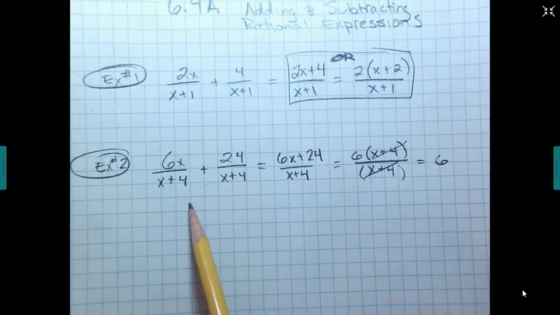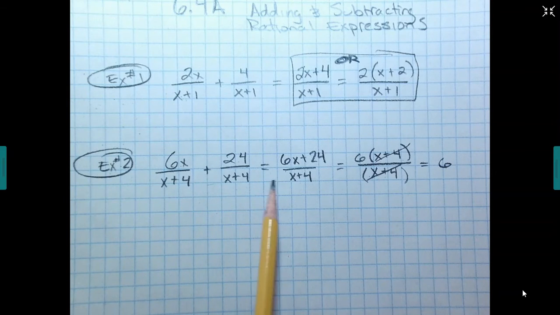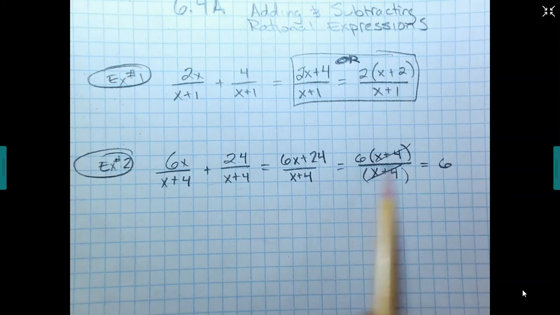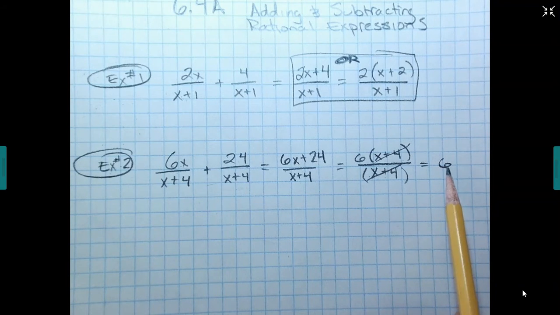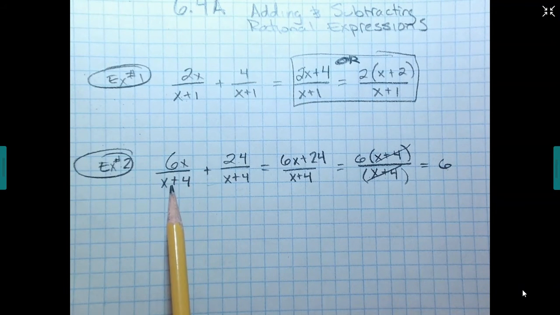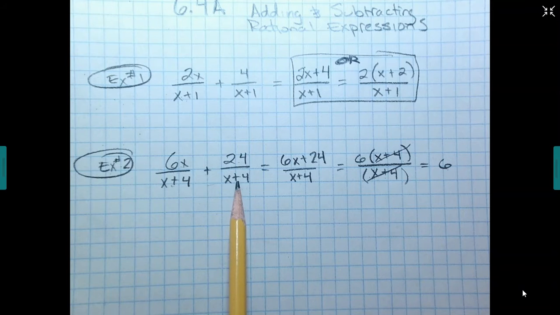So the real deal here is just once you get a like denominator and you add, then is there a way to simplify? Because 6 is much simpler than 6x over x plus 4 plus 24 over x plus 4.